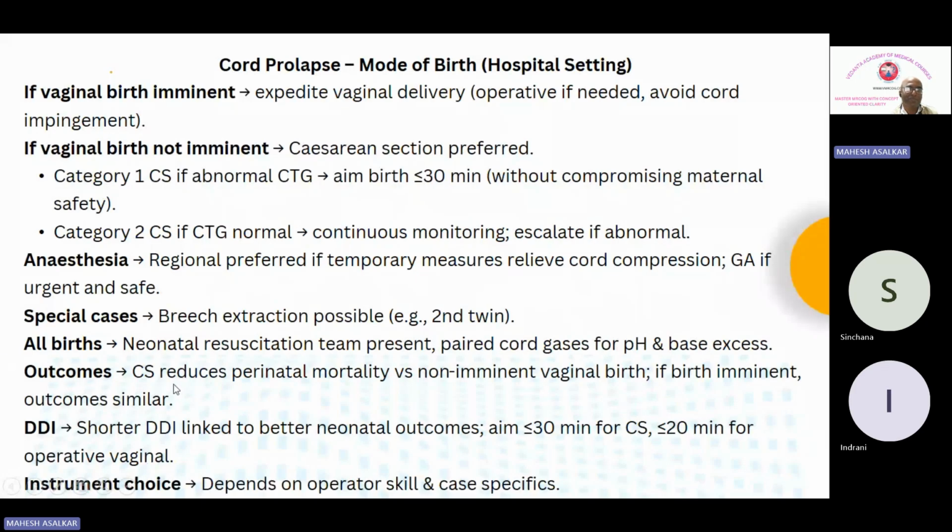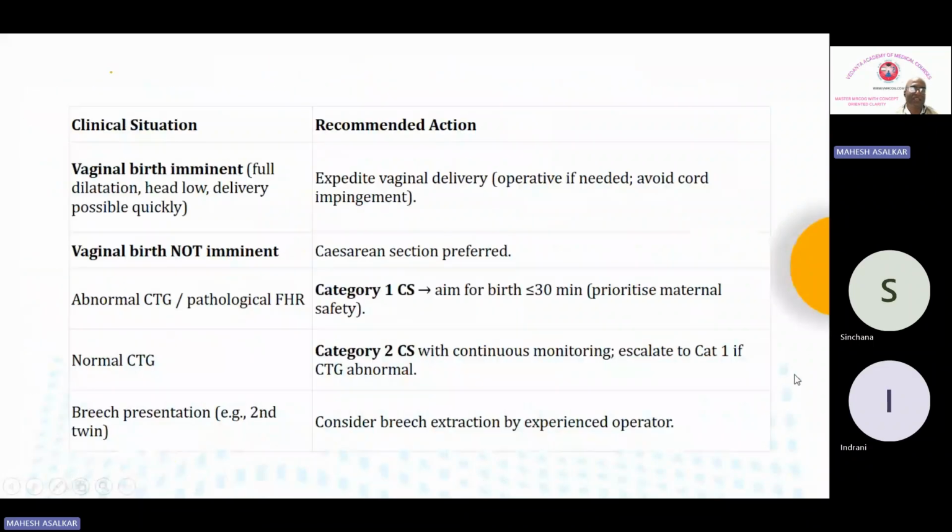Okay, outcome: cesarean section reduces perinatal mortality versus non-imminent vaginal birth. If birth is imminent, outcome is similar. Okay. Decision-to-delivery interval: a shorter DDI is linked to better neonatal outcomes. Aim within 30 minutes for cesarean section and within 20 minutes for operative vaginal delivery. So if you are anticipating that delivery will not be within 20 minutes, then we might take the decision of a cesarean section. Okay. The instrument of choice will depend upon the operator's skill.